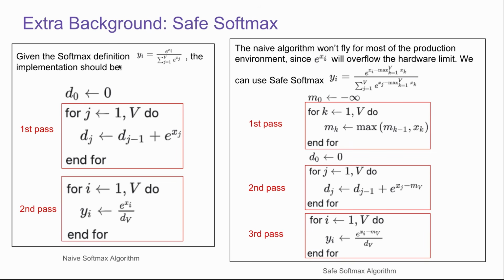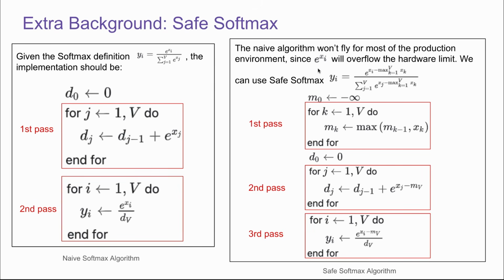Now, given the softmax definition, you might think the implementation should be very simple. We just need to go through x 2 times. The first time is we want to get the denominator, which is the exponential sum. And in the second pass, we calculate the actual softmax for each position, since we already have the sum in the denominator. However, this naive algorithm won't fly for most production environments.